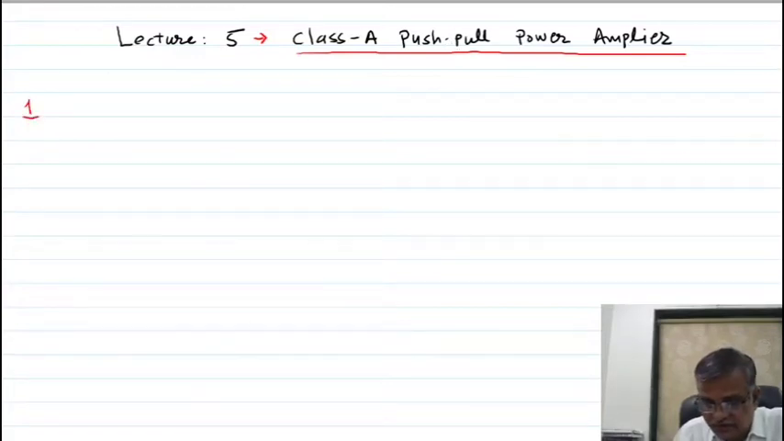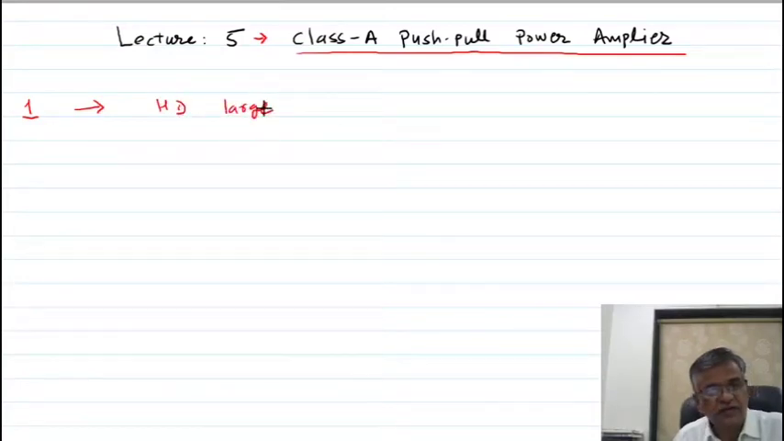First disadvantage: you know that in a power amplifier the transistor is driven over two extreme points of the load line, that is, the transistor is operated between saturation and cutoff point. As a result, harmonic distortion is large. This is a drawback of a transformer coupled amplifier.